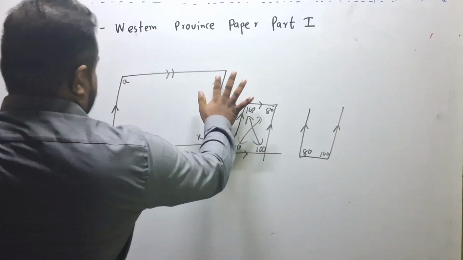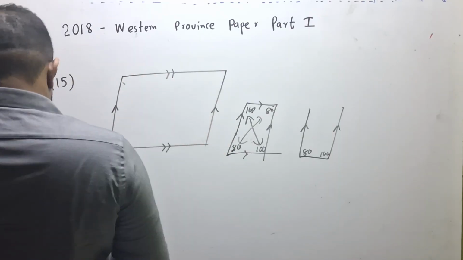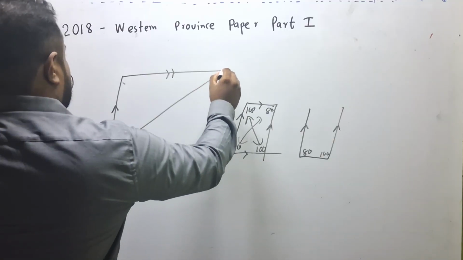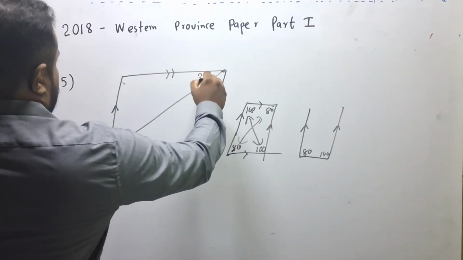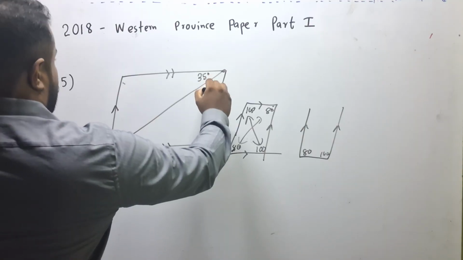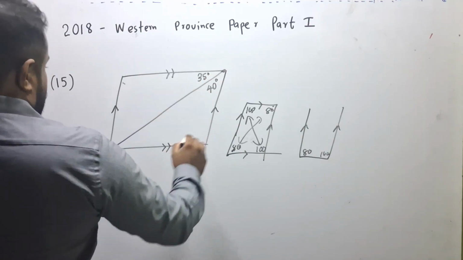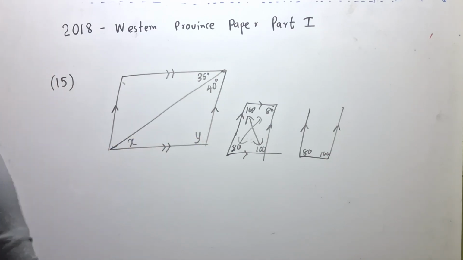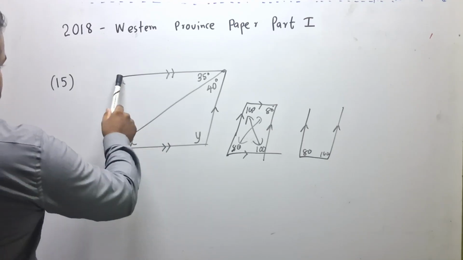So what is the question? They have drawn the diagonal and given 35 degrees and 40 degrees. And this angle as y and this angle as x. We can find x easily.